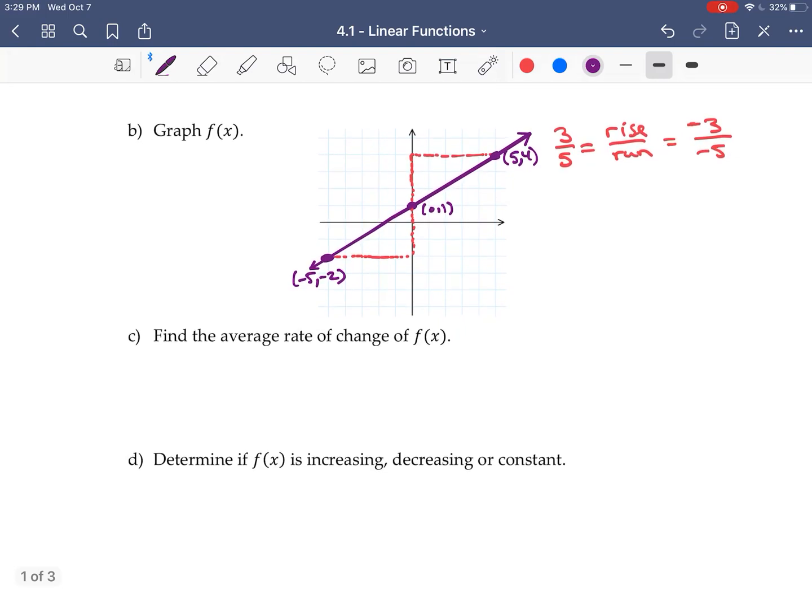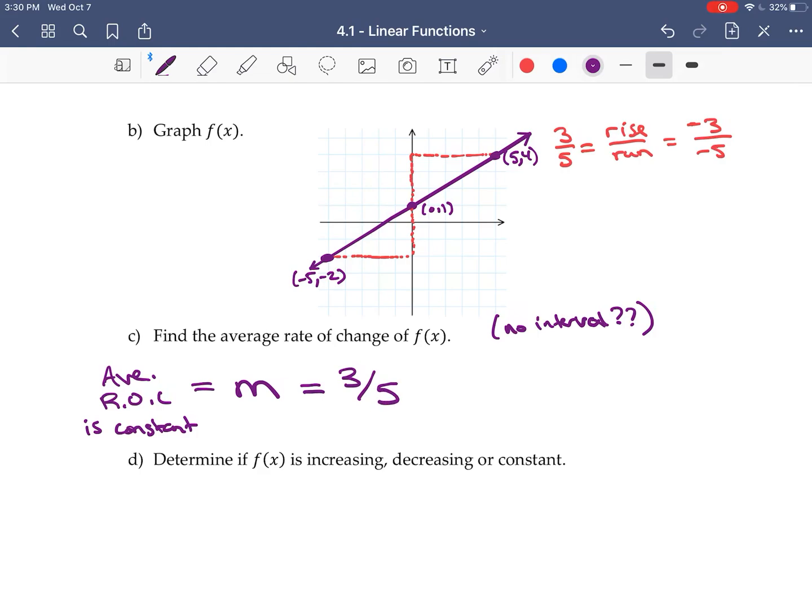Now, what's the average rate of change for this function? Notice they did not give me an interval. Normally, when we talk about the average rate of change, there's an interval. But for linear functions, the average rate of change is constant. So it doesn't matter what interval you pick, it's always the same, and it's always the slope. So it's actually just going to be 3/5. We know that immediately.